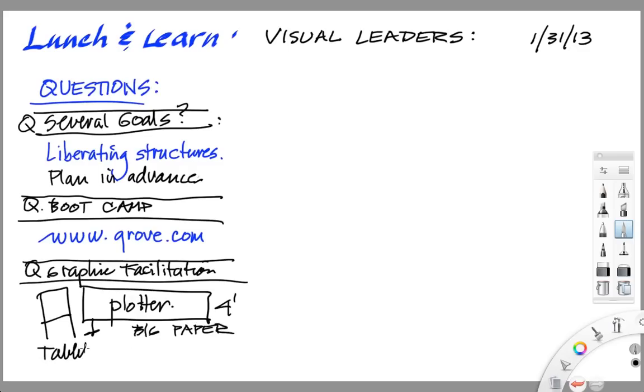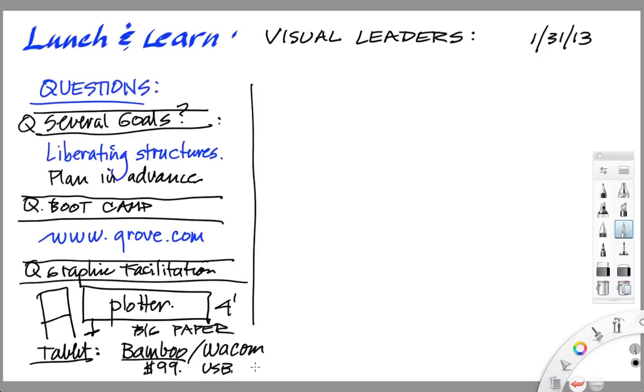If you're working online, using a tablet is one of the best ways you can do it, because almost all the conferencing programs allow screen sharing. And there's a very simple tablet called Bamboo, from a company called Wacom. It only costs $99, and it fits into your USB port and allows you to use a pen with any program. It functions like a cursor. So if you're in a drawing program, you can draw with it.